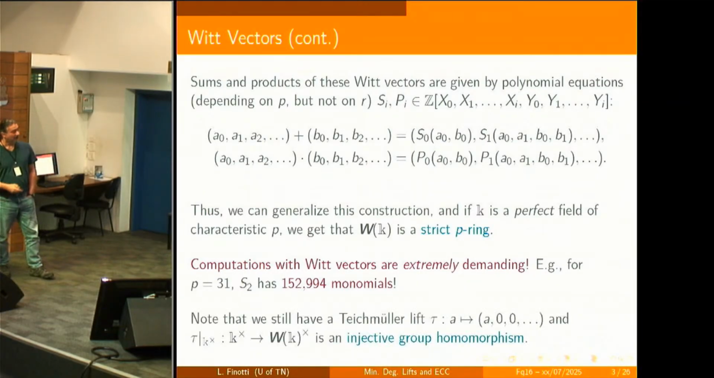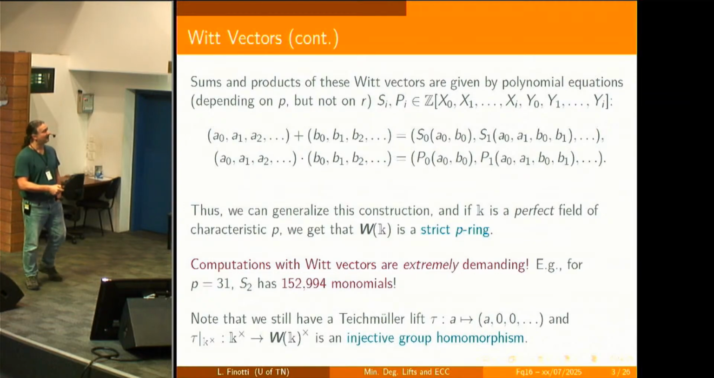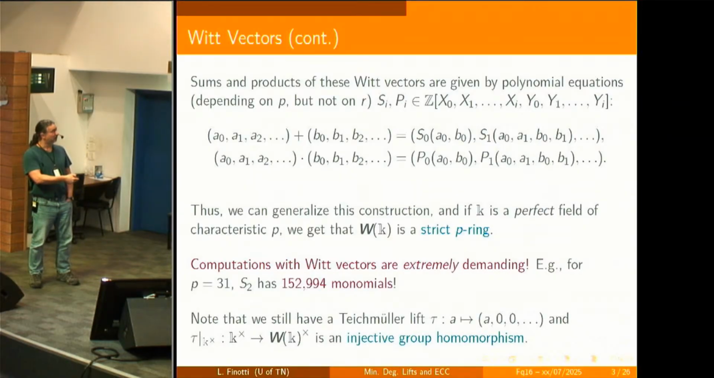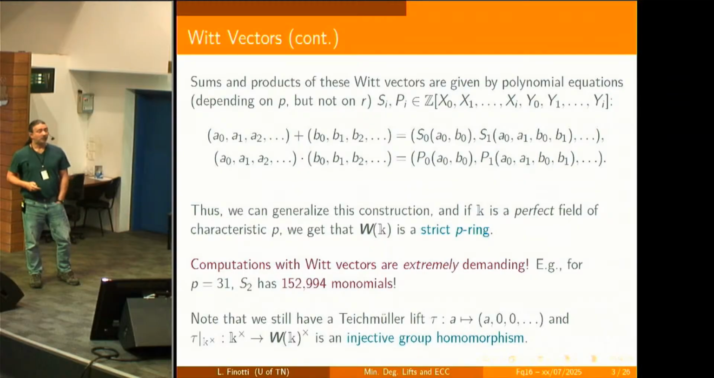All right, and similar to before, we still have this so-called Teichmüller lift, which is exactly the same as we had for finite fields, just now for any perfect field. And this, when restricted to the multiplicative groups, gives you an injective group homomorphism.